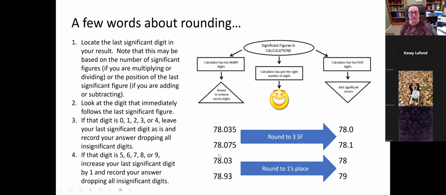So the ones place in this first number of 78.03, the ones place is the 8. The 8 is in the ones place. So we're going to look at what comes right after it. Right? That's a 0. So are we going to round that 8 up, or are we going to just let everything go?